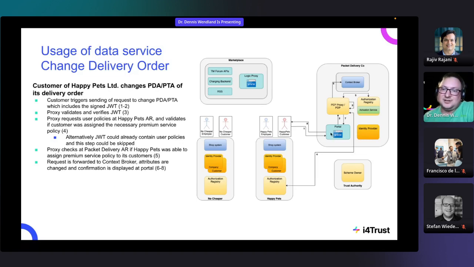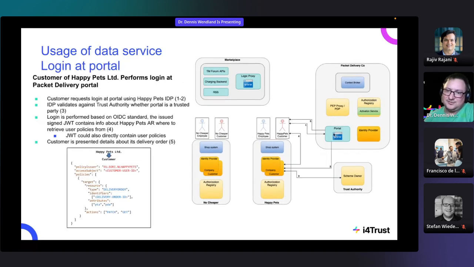So what's happening is that during the login process, the IDP will issue a JSON web token, which will contain the policies of the actual user, because these are stored here in the authorization registry. And this will have a substructure here, stating that the Happy Pets organization is issuing to a certain user this access policy, and this is contained in the access token.